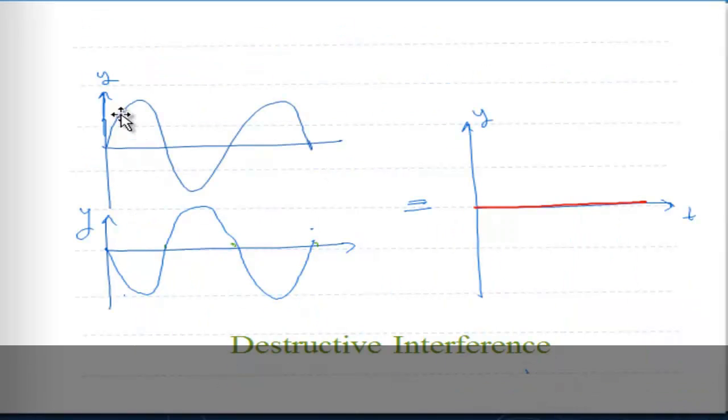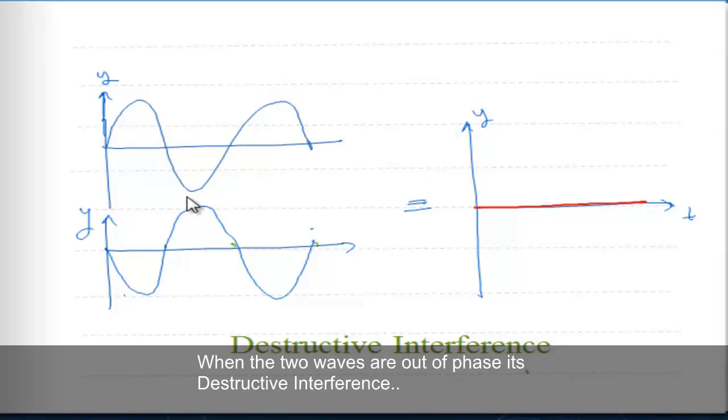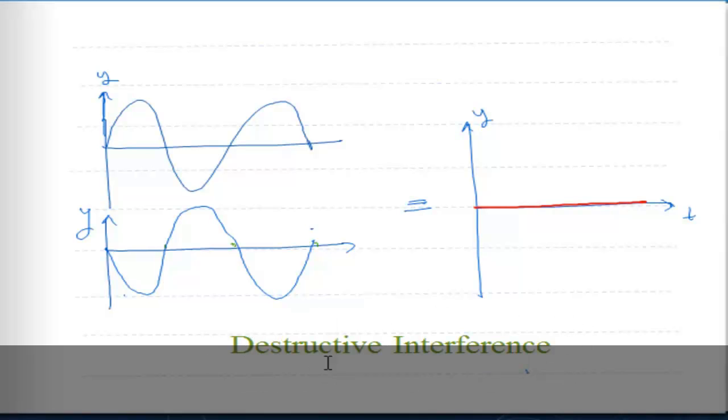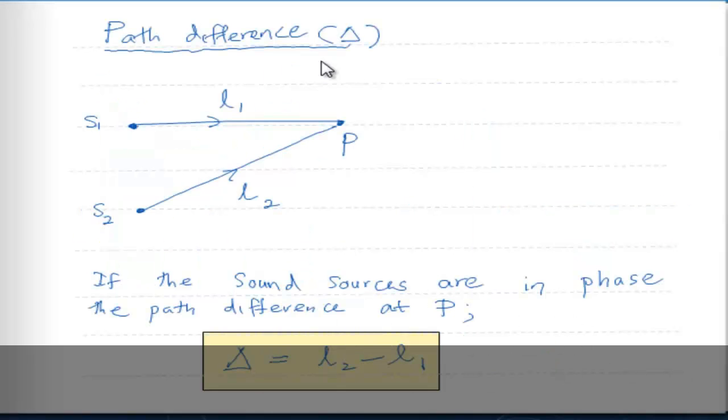On the other hand, if the two waves are out of phase, assuming they have the same frequency and amplitude, when they interfere, they will destroy the two waves and there wouldn't be any wave. So this type of interference is called destructive interference. Path difference is given by this symbol delta.